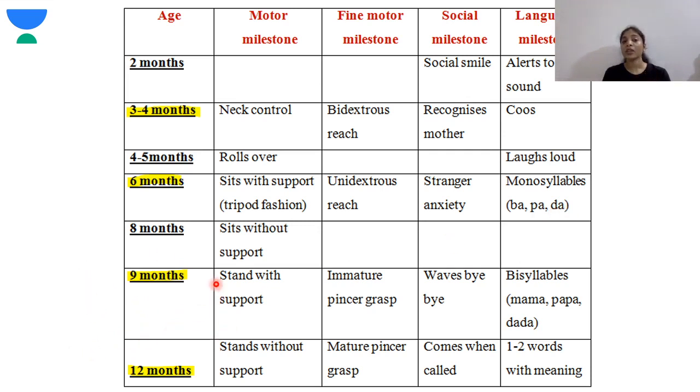In the 9th month, the child stands with support, with an immature pincer grasp. Waves bye bye, with syllables. You'll remember, don't worry. This is one topic which is very volatile, but we will do this again and again so that you can remember. We'll make it easy. At 12 months, the child stands with support, has a mature pincer grasp, comes when called, and says 1 to 2 words with meaning.